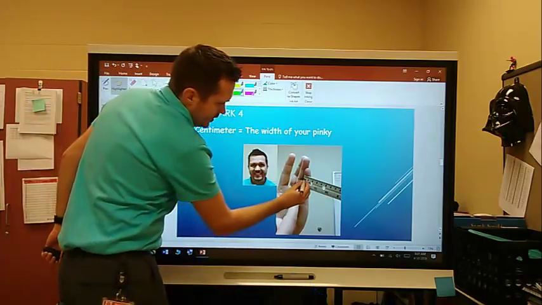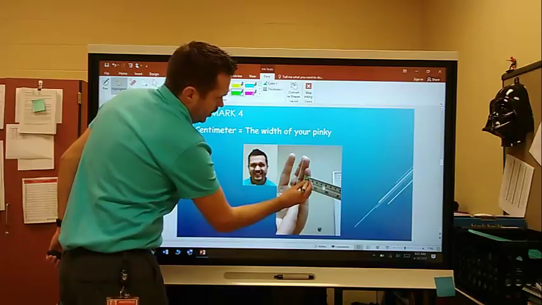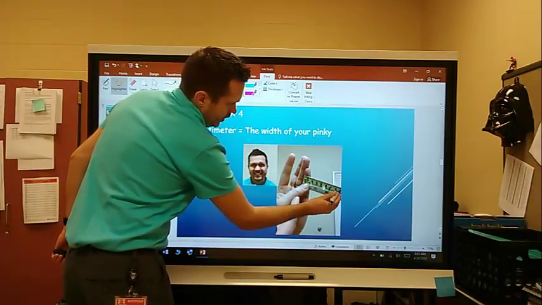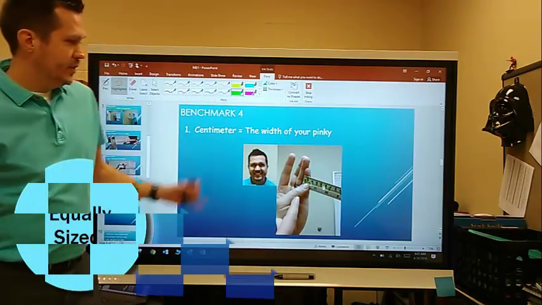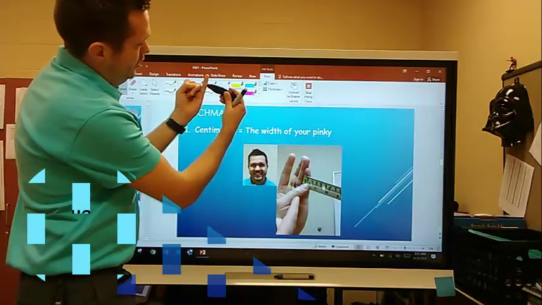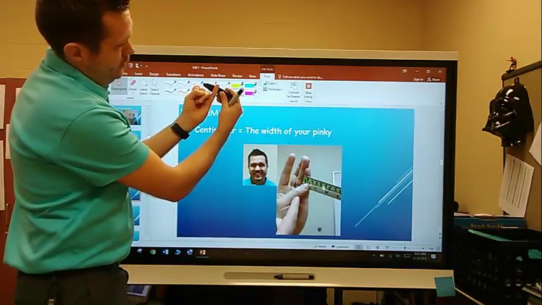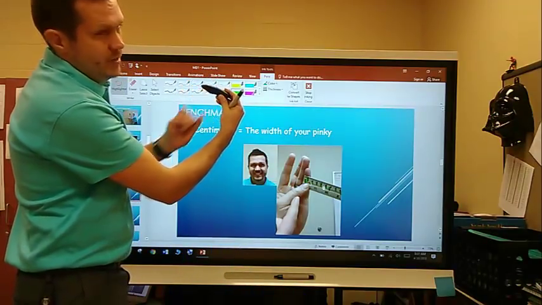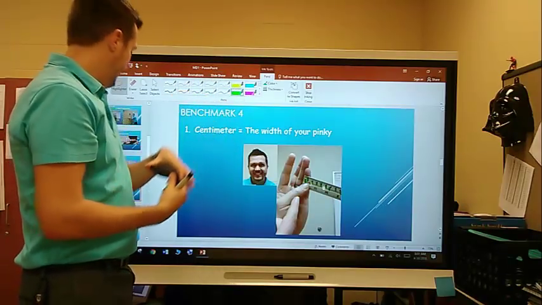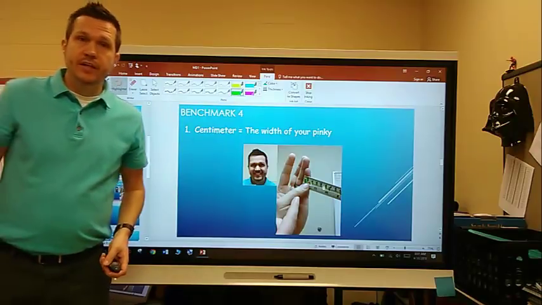And the centimeter sides are set up the same way as well. They're all equal sized. So if I was measuring something in centimeters, I'd say that it's about 1, 2, 3, 4, 5, 6. About 6 centimeters would be this device right here. So those are your benchmarks.